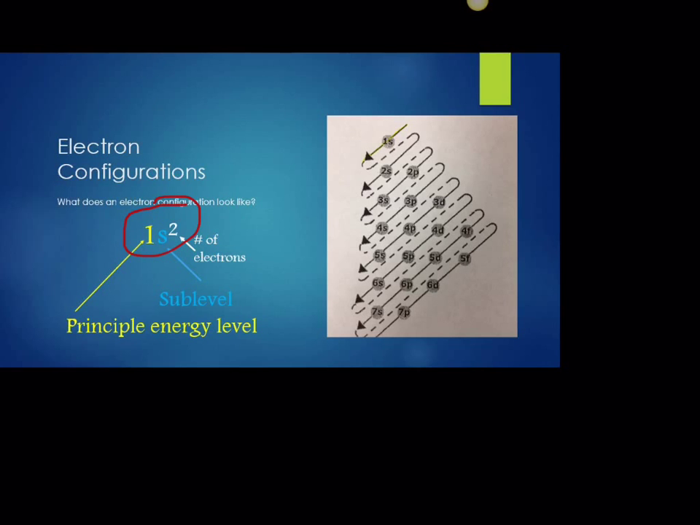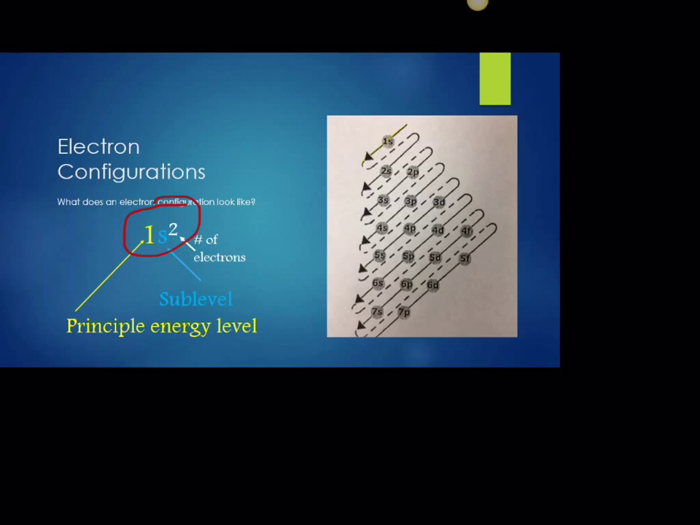So 1s2 is how you would say that. And that means in the first energy level, sublevel S, there are 2 electrons. So the number in front of the letter is the principal energy level. The letter is the sublevel, and the exponent there is the number of electrons.